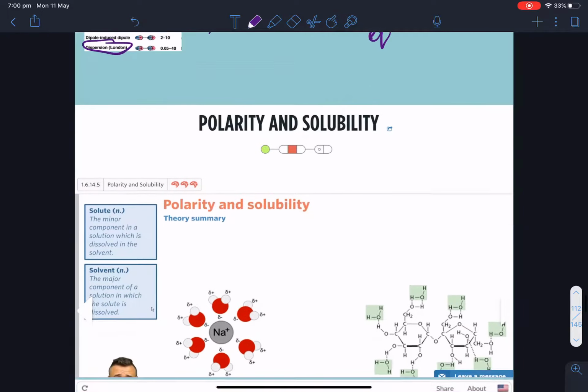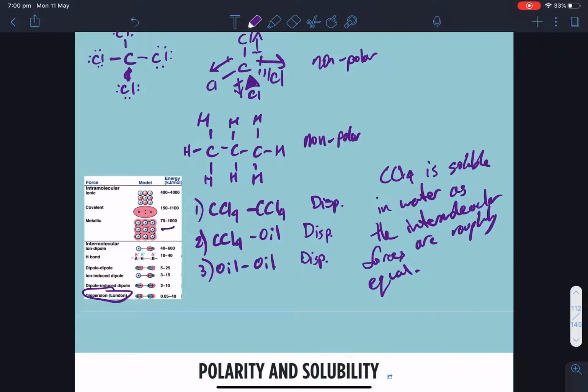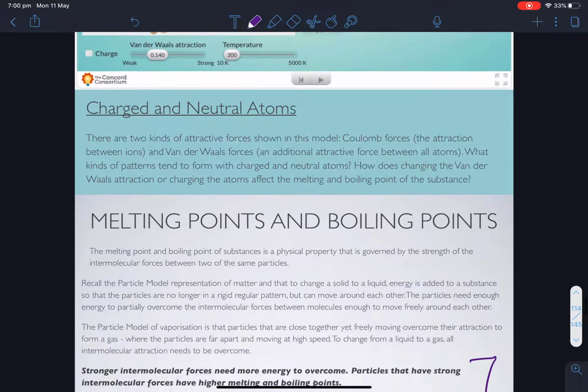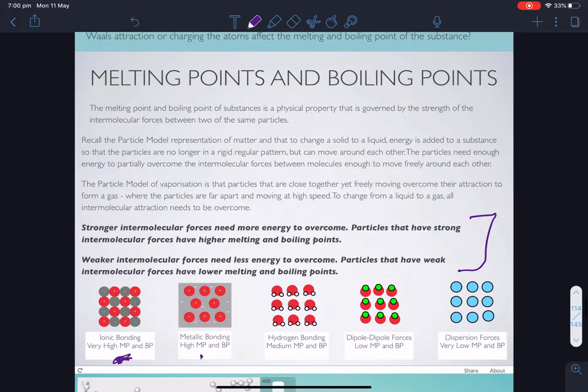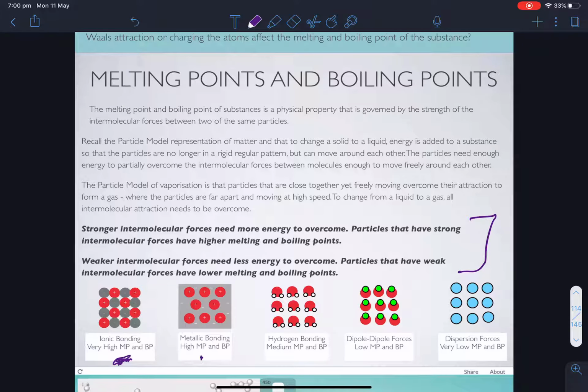Remember we had it up here, we can see. So the metallic was the 75 to 1000 kilojoules per mole, so quite strong and therefore quite high melting and boiling points. But there is a range, remember. So you get stuff like tungsten, which is, I'm probably going to Google this and I'm going to look like a fool, but maybe 4000 degrees Celsius. I could have just embarrassed myself.